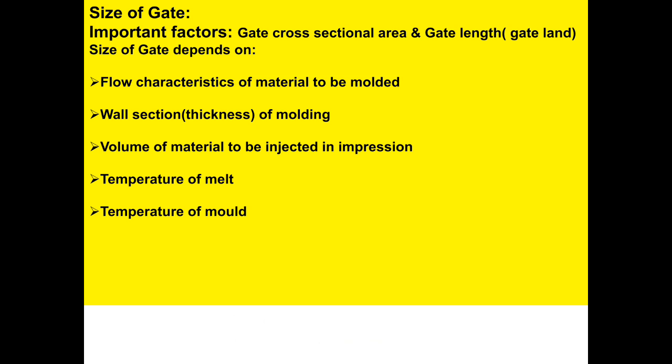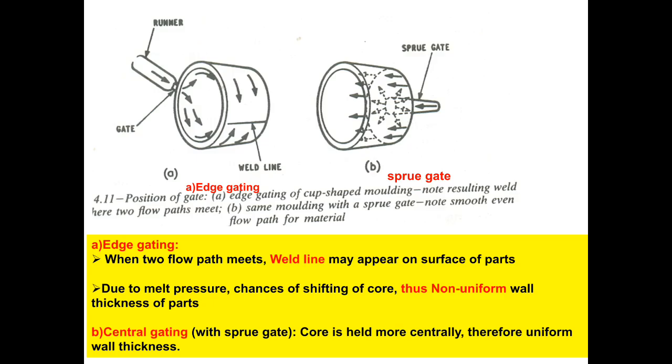So important factors to be considered: gate cross sectional area, it is very important, through which the melt flows, and the gate length, it is also called gate length. The size of the gate depends on flow characteristics of the material to be molded, wall thickness of the molding, volume of the material to be injected in impression, temperature of the mold, and temperature of the melt also.